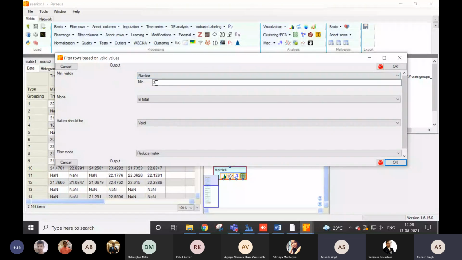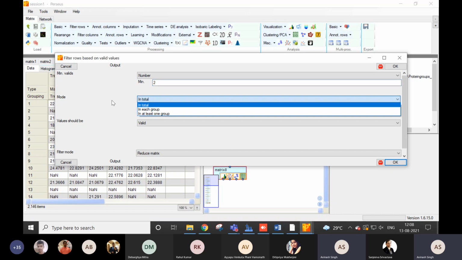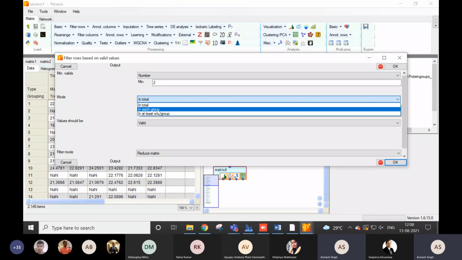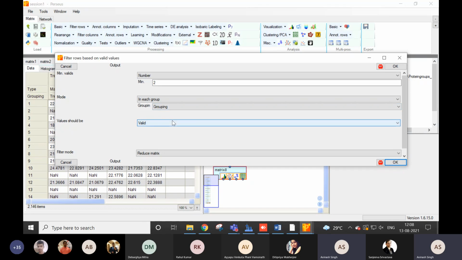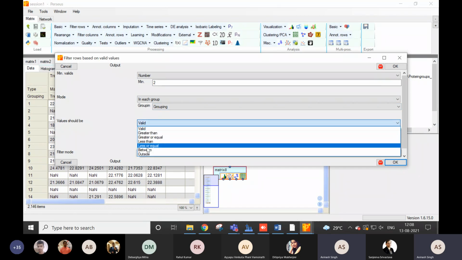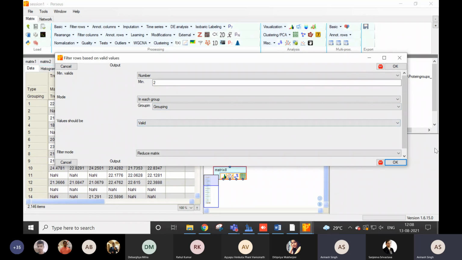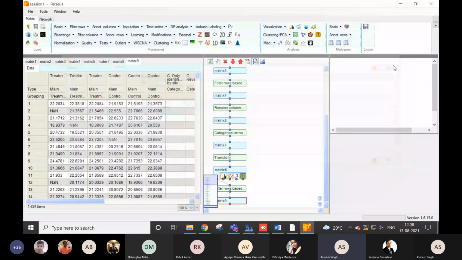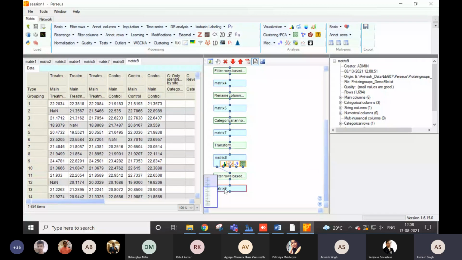So here we have the C sample. We want only those features or proteins which have at least two values. So here I will select two, and in the mode we will select in each group. It will be valid, and if you want greater than or less than, you can choose either. So valid is okay, and after that we will click OK. You will generate a matrix. Now you can see the total number of proteins right now is 2146, and after the filtration it's around 1600 proteins.